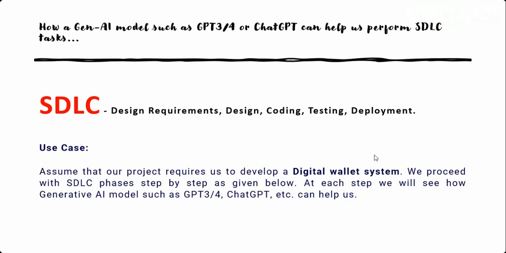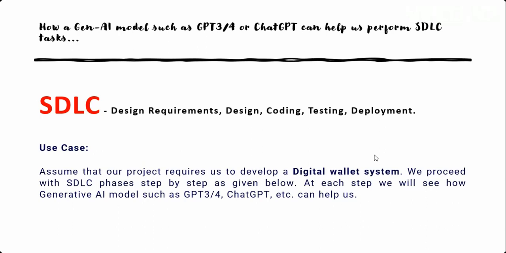So, as we have seen in our channel, we have uploaded a series of videos related to Gen AI and prompt engineering. Now in this video, we are going to see how ChatGPT 3 or 4, or Gen AI models, are used in software development life cycles.